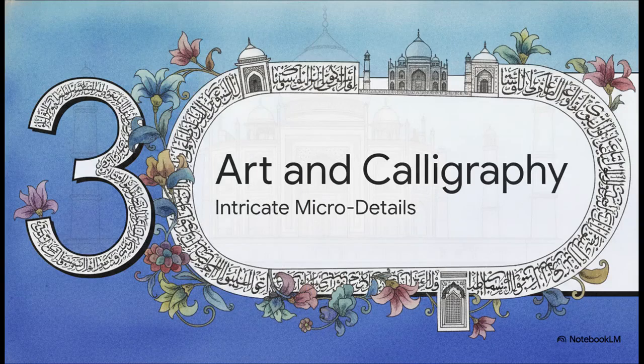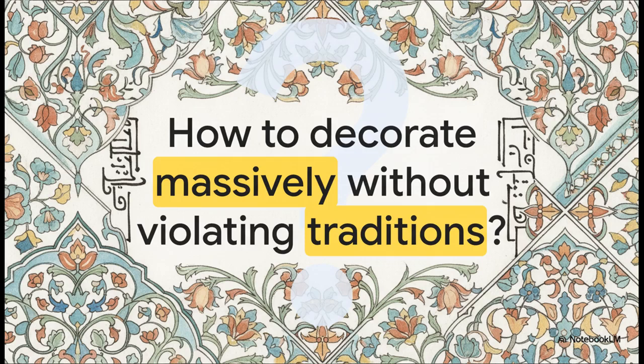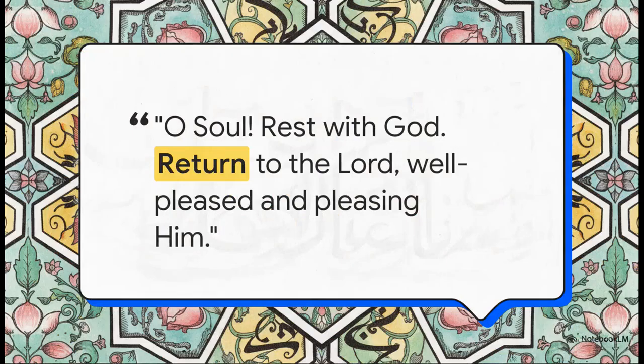Next up is Section 3, Intricate Art and Calligraphy. Now you might be wondering, considering the strict Islamic prohibition against using human forms in art, how on earth did they manage to decorate such massive interior and exterior spaces without it feeling empty or super repetitive? The answer? Mind-blowing abstract geometry, incredibly detailed plant motifs, and breathtaking calligraphy.